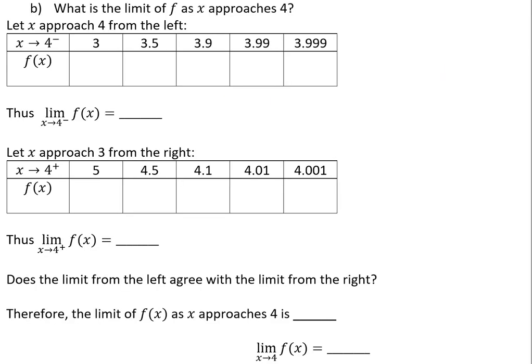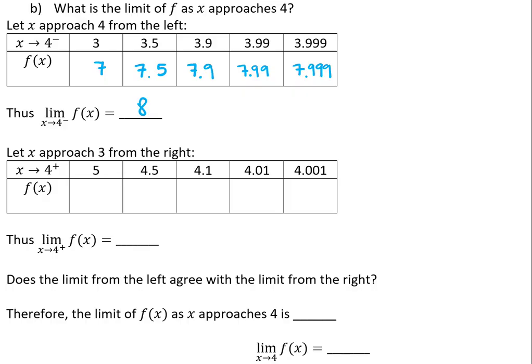So I plugged this function into my calculator, and for the values of x approaching 4 from the left-hand side, I get the following answers: 7, 7.5, 7.9, 7.99, and 7.999. Therefore, it looks like the values of f of x approach 8 as x approaches 4 from the negative side. So my limit would be 8.